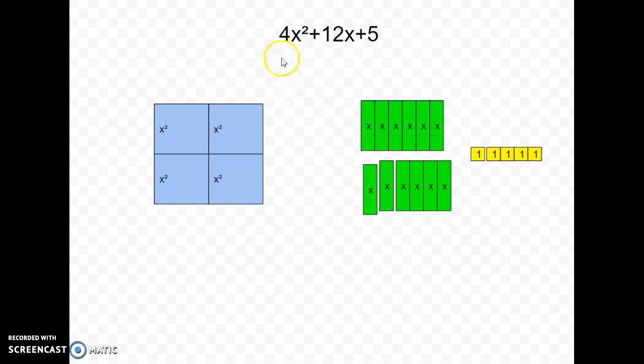So remember that this 4 is a, 12 is b, and 5 is c. And the x squared blocks we have here, there are 4 of them because they represent 4x squared. And then the 12 here is for these skinny rectangle blocks, which are the x blocks, also known as b. And then 5 over here is the 1 blocks, so we have 5 of those.